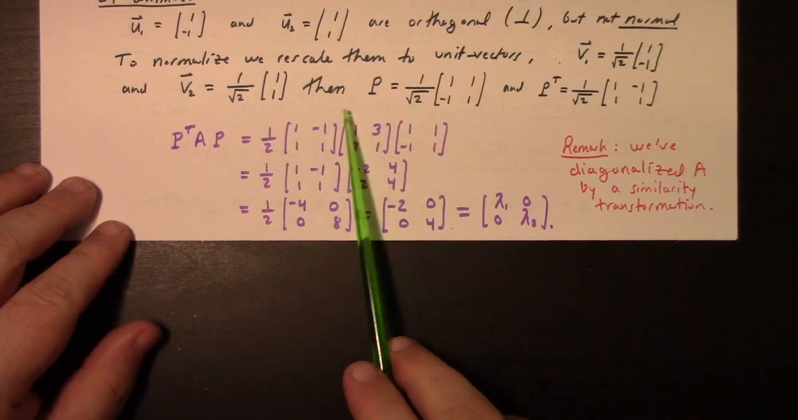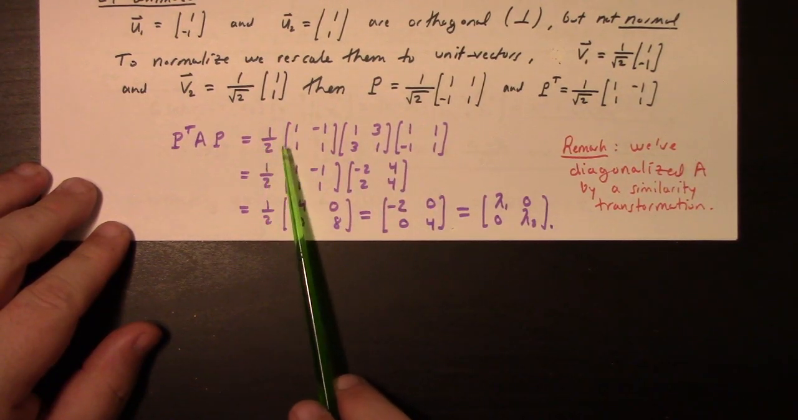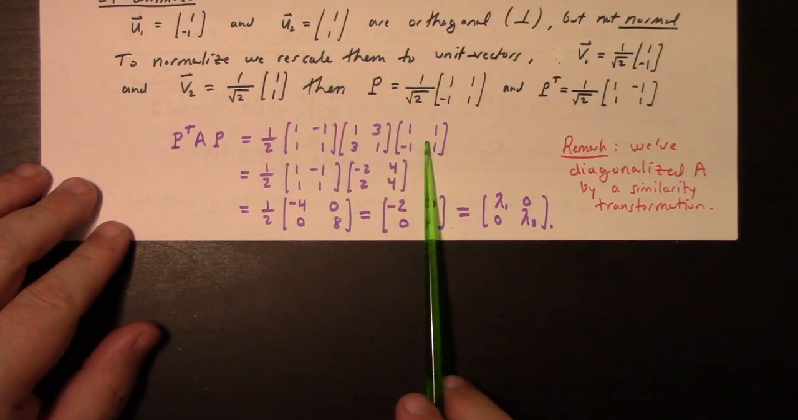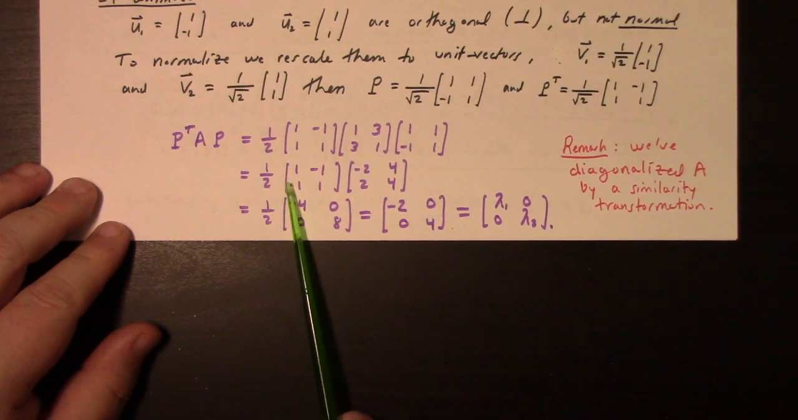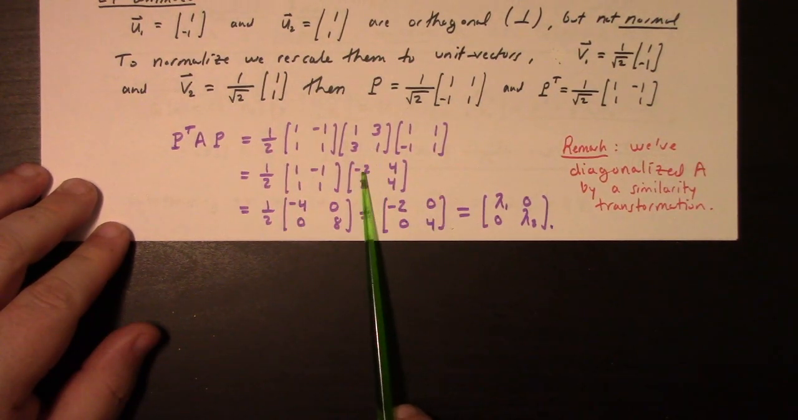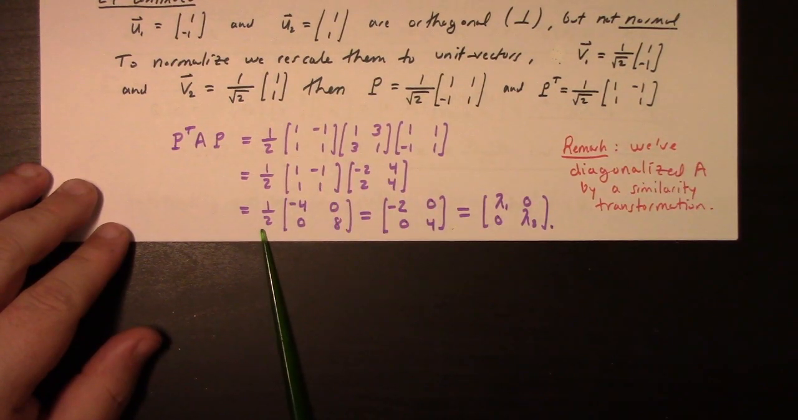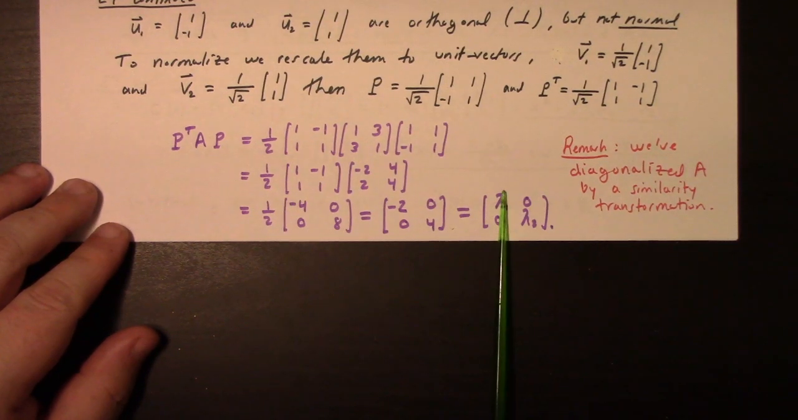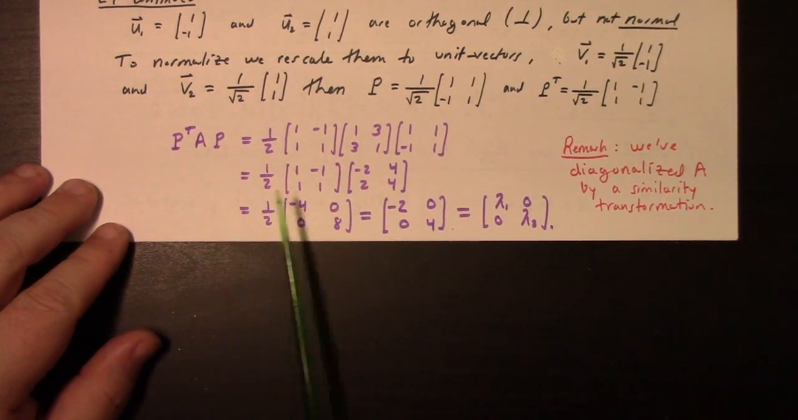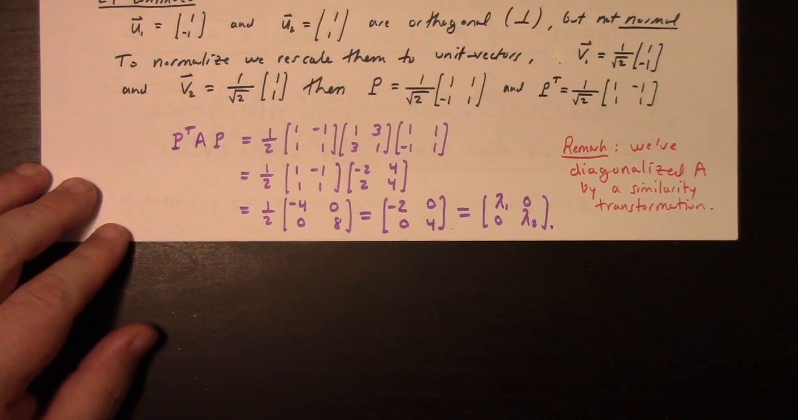So I factor out the 1 over root 2 squared, that gives me a half, and then here's my P transpose AP, again with the root 2 up front. And so when I multiply these, I get that matrix. And then when I multiply that by that, I get this matrix. And then when I divide by 2, I get that matrix. But lo and behold, that is my diagonalized matrix with eigenvalues down the diagonal. We have diagonalized A by a similarity transformation.